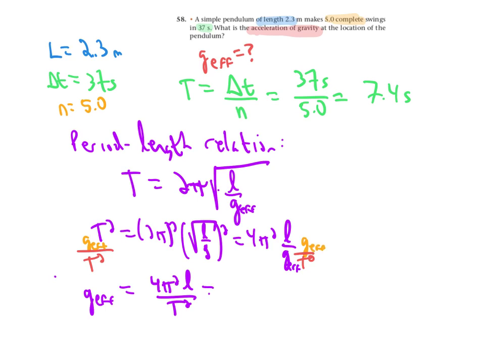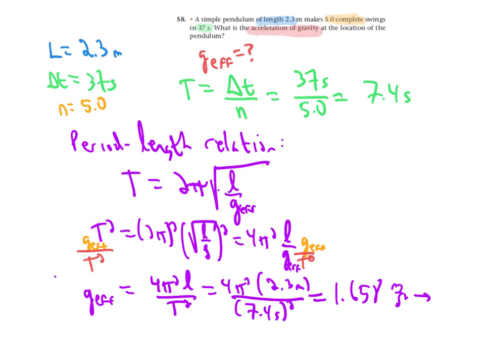Which now we can just put in numbers on. 4 pi squared times a length of 2.3 meters over a period of 7.4 seconds squared. And we end up with 1.658 meters per second squared, which I guess really comes out to be 1.66 meters per second squared, which circumstantial evidence gives us that this is probably on the moon because G is about 1/6 of that on Earth.